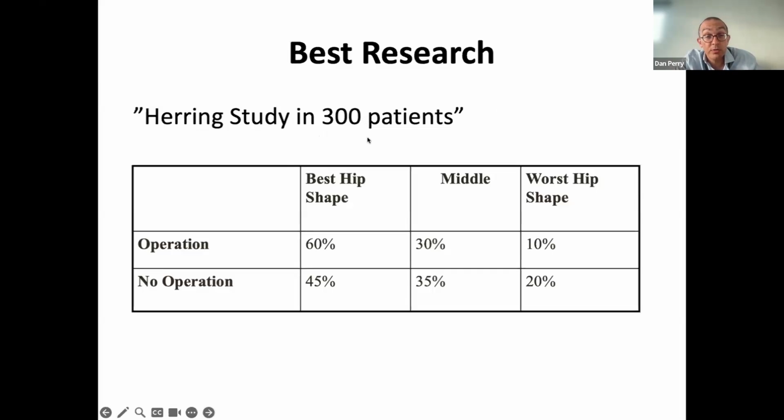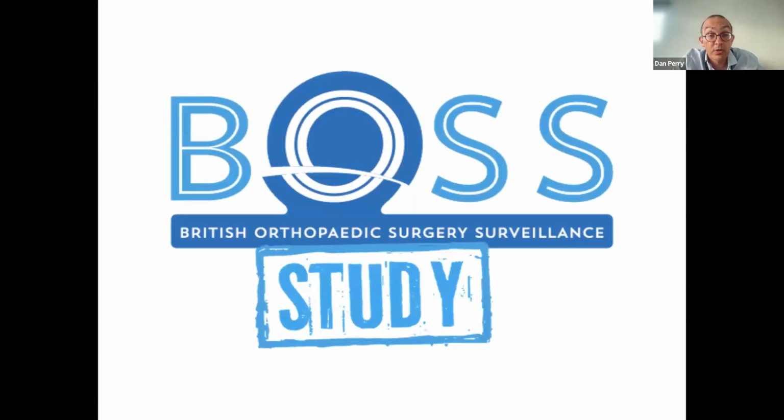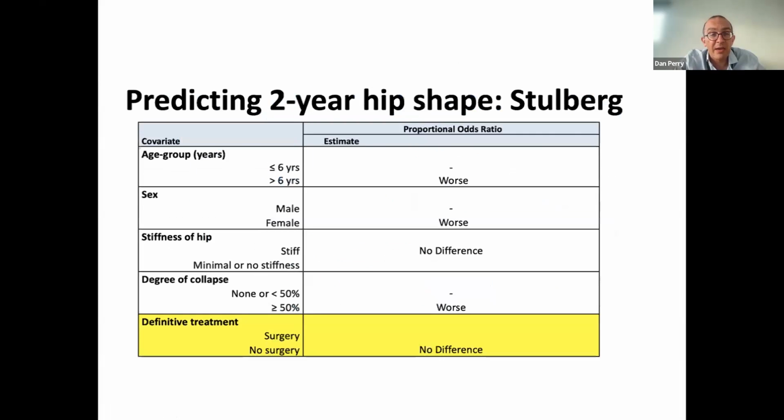And this has got 300 children. And there was a very slightly better outcome with surgery compared to no surgery in terms of how the hip looked at the end. And we in the UK also did a study called the BOSS study. And again, we looked at about 350 children, and we showed that if you were older, so above 6 years old, your outcome was worse. If you were a girl, then your outcome, so the shape of your hip, was worse than if you were a boy. And that's probably because girls mature a little bit faster than boys, so they have less time to round off the hip.